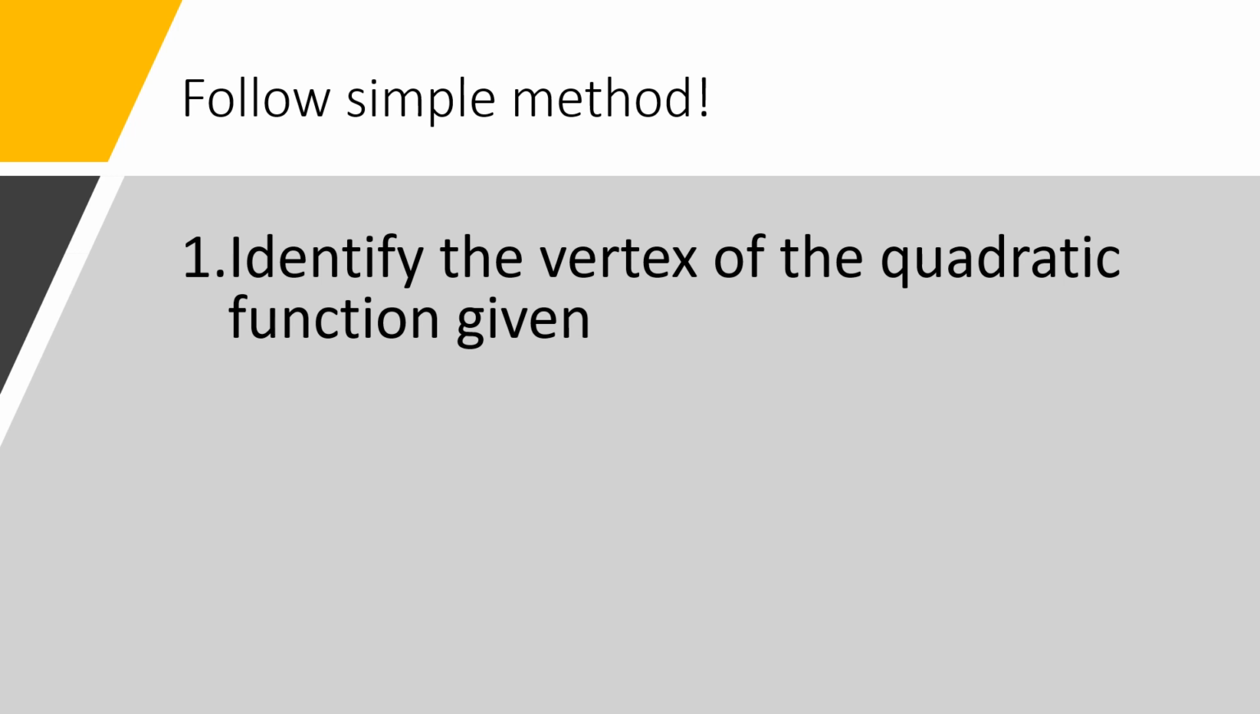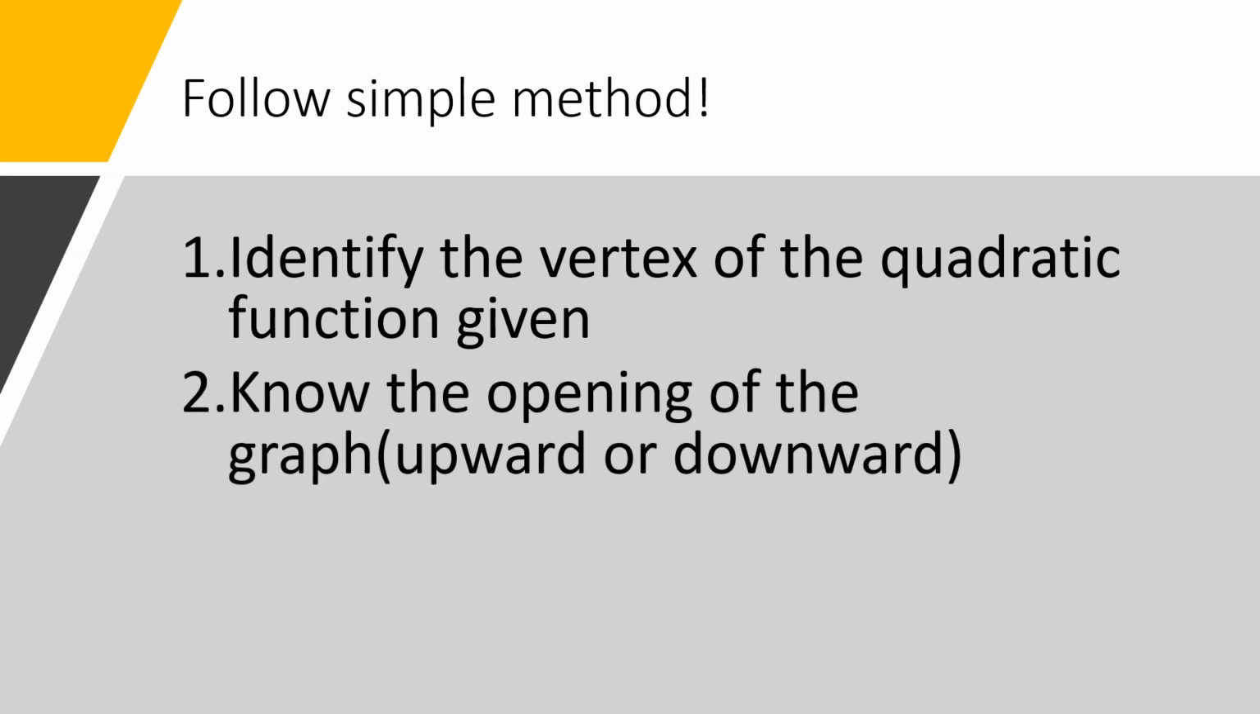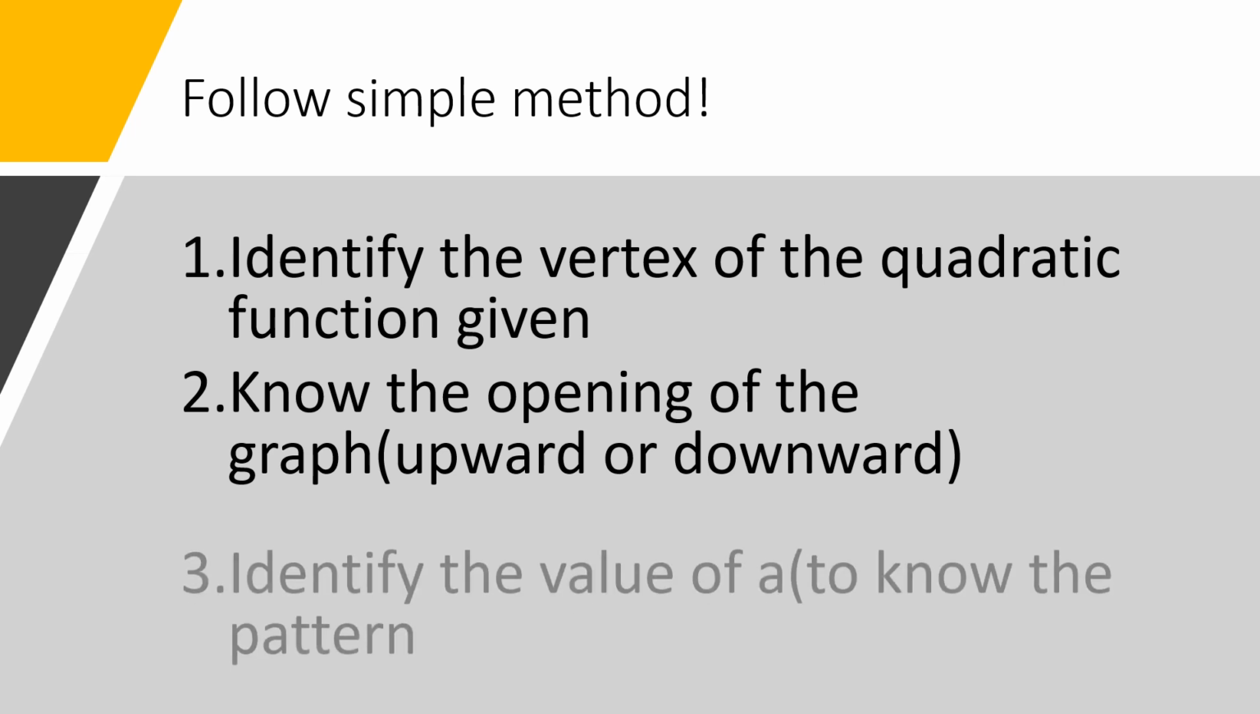Una, identify the vertex of a given quadratic function. If the given is in vertex form, kita agad natin kung nasaan yung vertex. If the given is in the general form, let's just transform it into vertex form, just like our previous lesson. Next, we have to know the opening of the graph, kung upward ba siya o downward. Mamaya papakita natin paano ba malalaman kung upward or downward yung ating parabola.